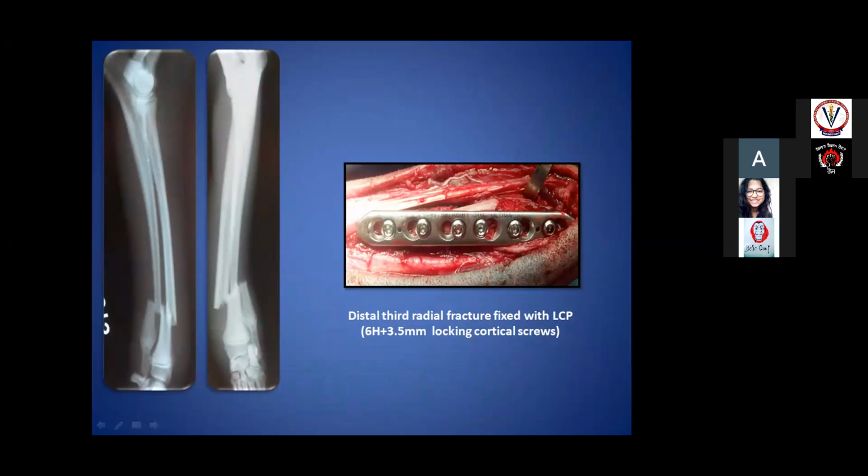So this is one case study for you. This is a distal radius fracture, which is repaired with a locking compression plate.